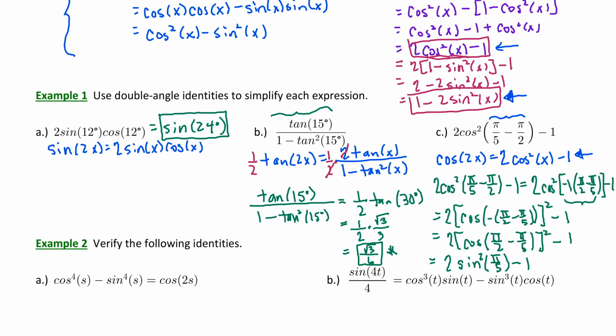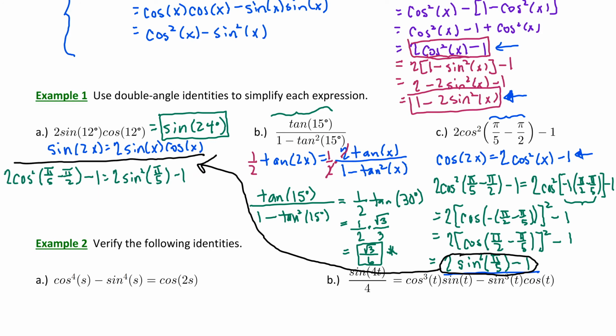1 minus 2 sine squared of x is equal to cosine of 2x. And we almost have that here, but the terms are reversed. But I am out of room, and I bet you are too. So I'm going to borrow some space over here. And our original problem, 2 cosine squared of pi over 5 minus pi over 2 minus 1, we have simplified to this point right here. 2 sine squared of pi over 5 minus 1.